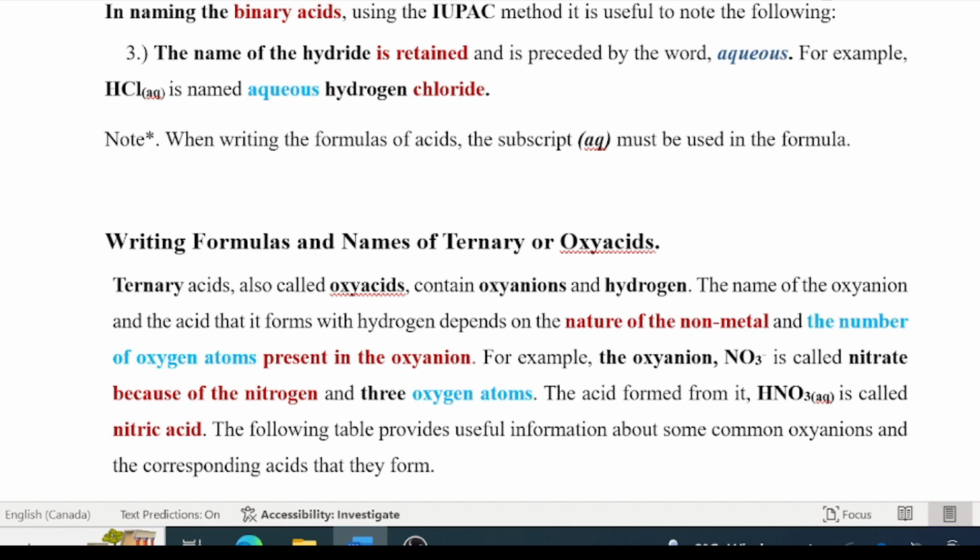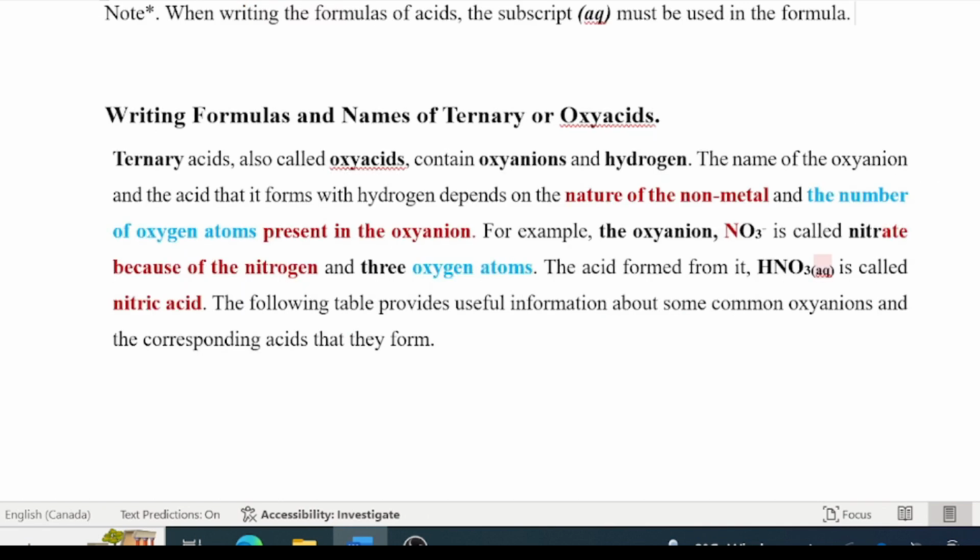For example, let us say you have this oxyanion. The nitrogen is here, so we know it will start with nitr. And because you have 3 oxygen in that radical there, it is nitrate. You see? When you have 3 oxygen, it becomes ate. So it becomes nitrate. The acid that is formed from it now, if a hydrogen is present with it, is called nitric acid.